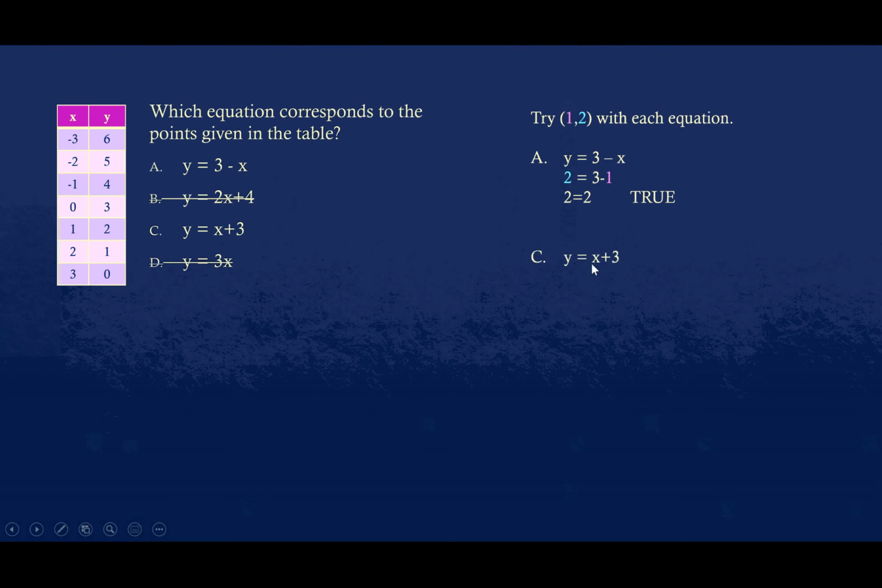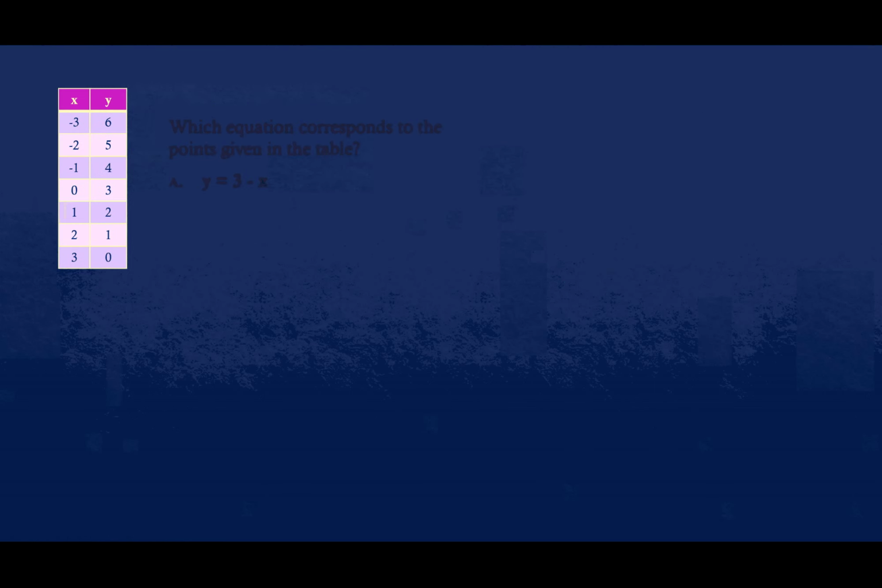So C is y equals x plus 3, replacing our y with 2 and our x with 1. 1 plus 3 is 4. When we simplify, we get a false statement. 2 is equal to 4 is certainly false. So again, we've eliminated C as an option and that leaves A as the only correct answer. Let's look at the follow-up questions now.